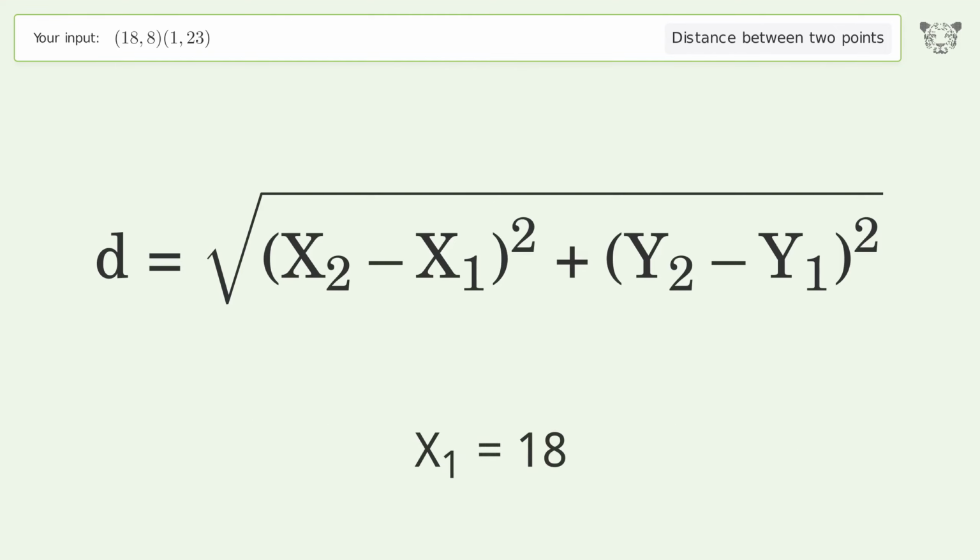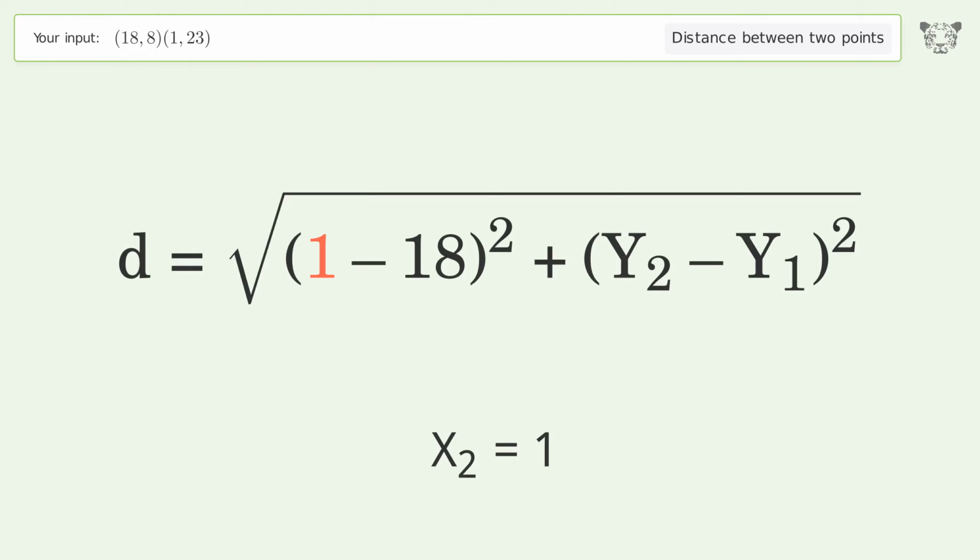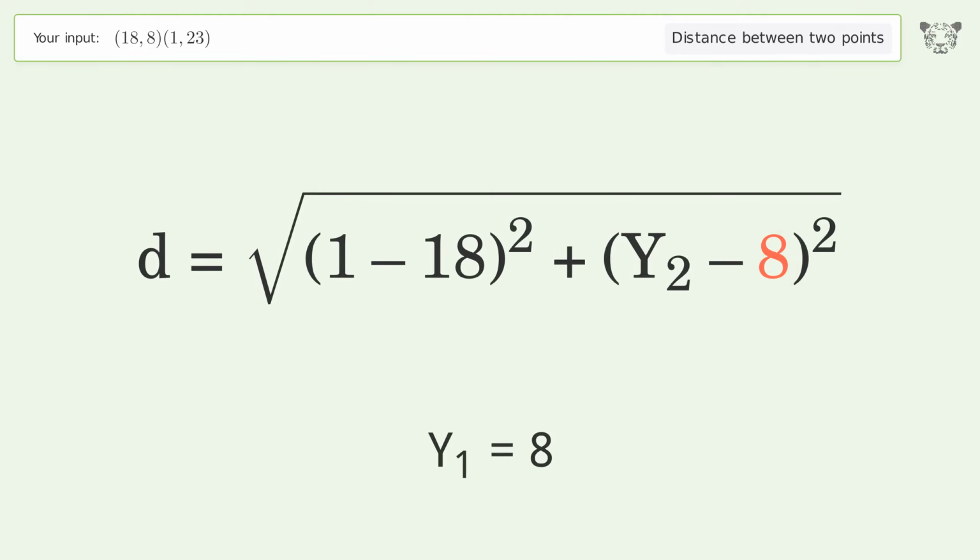x1 equals 18. x2 equals 1. y1 equals 8. y2 equals 23.